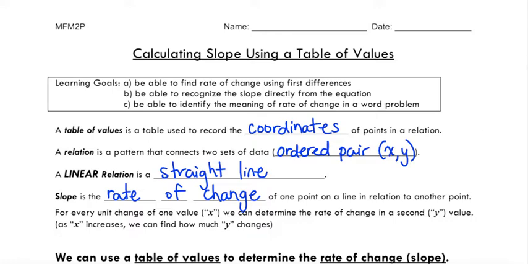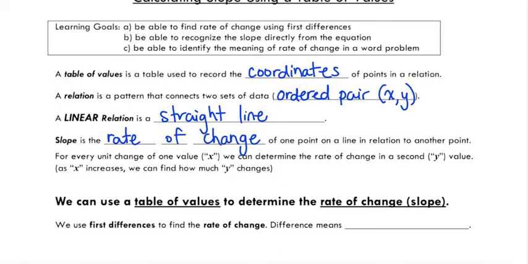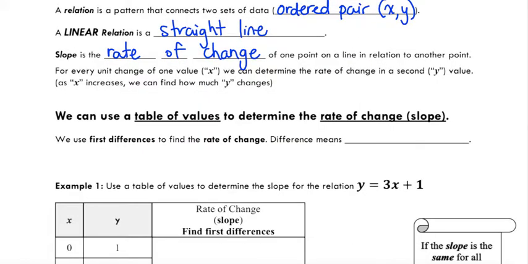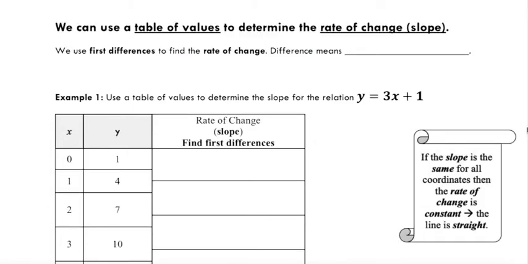Now in grade 9, you use table of values to draw straight lines or draw linear relations. You may have also remembered learning about the first differences. So we're going to take this lesson to review that. We can use a table of values to determine the rate of change, which in grade 9 we call the slope. And we use something called the first differences to find the rate of change. Now remember that difference means subtraction, so that's going to give you the hint in terms of what operation you need to do to find the first differences.